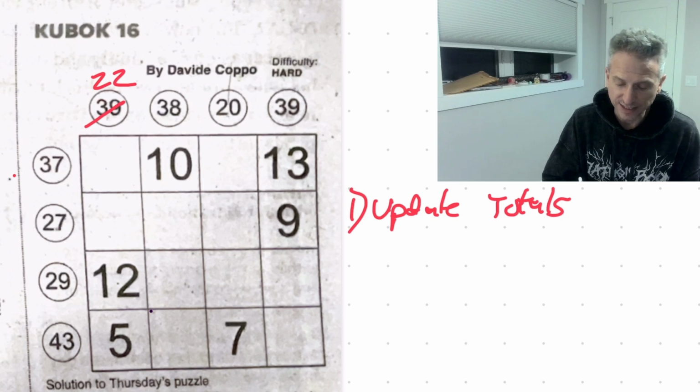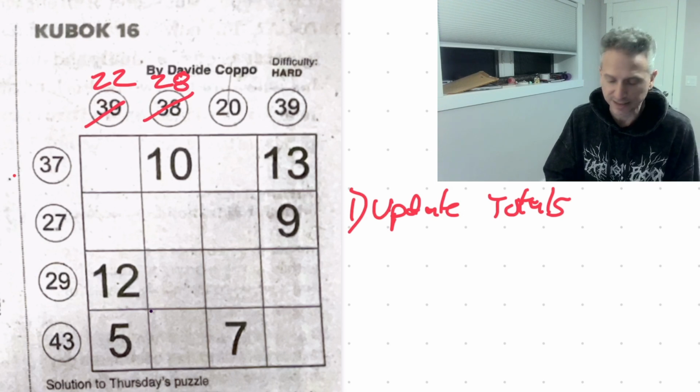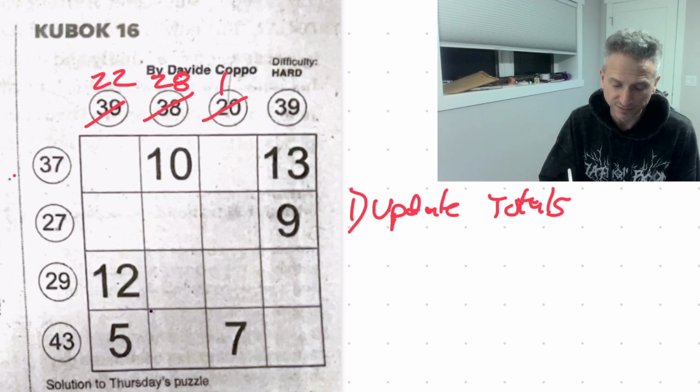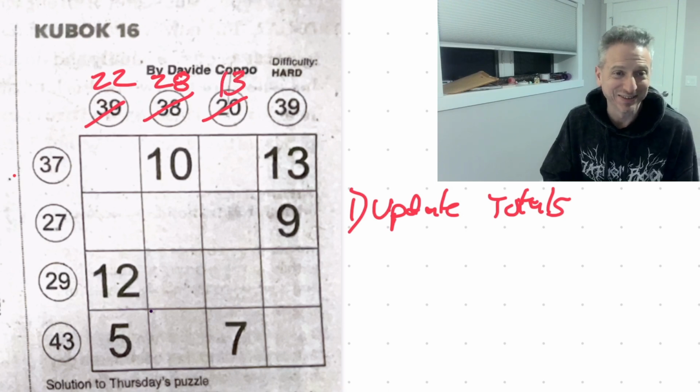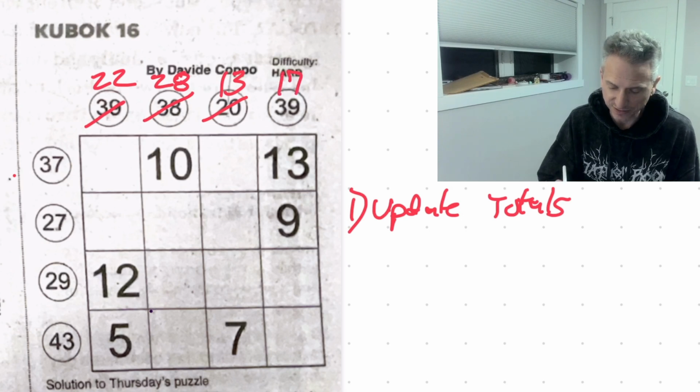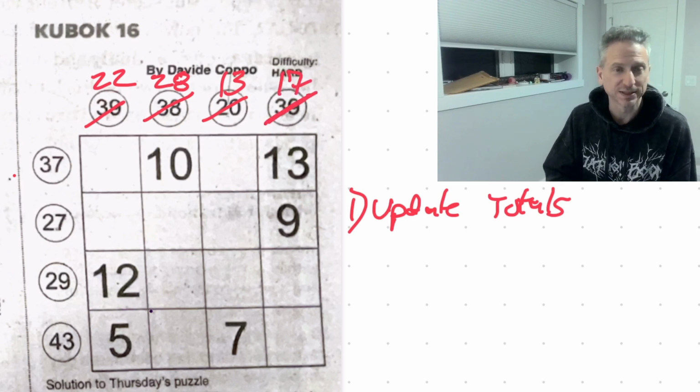And so this 28 I can minus the 10 in the column below, and that is this 38 minus the 10 is 28. And now this 20 minus the 7, and that ends up being 13. And then 13 plus 9 is 22, and 22 from 39 is 17, right? So those are my new totals, okay?